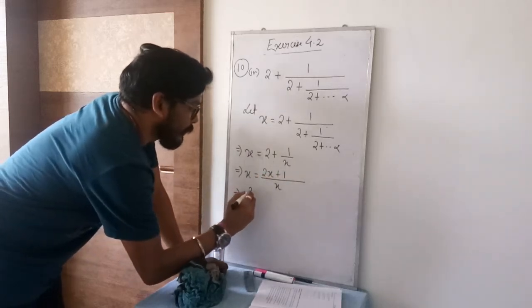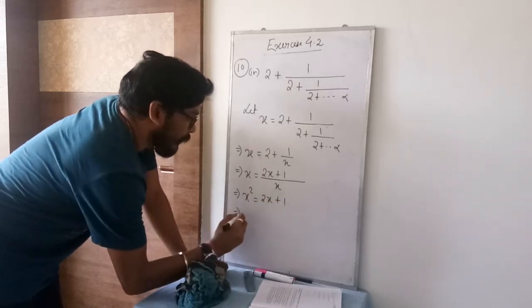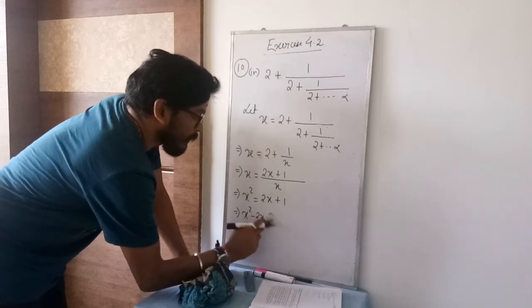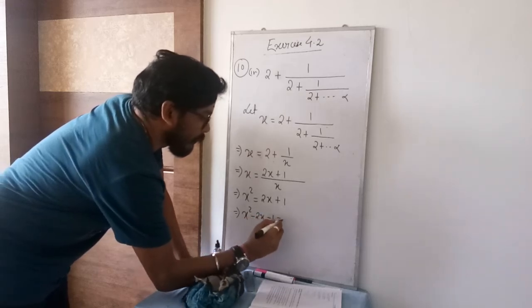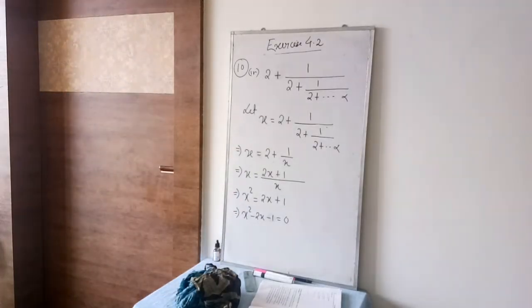Let me cross multiply it. x square equal to 2x plus 1. Let me bring everything to one side. x square minus 2x, not plus 1, it is minus 1 equal to 0. So please take the screenshot of this part.